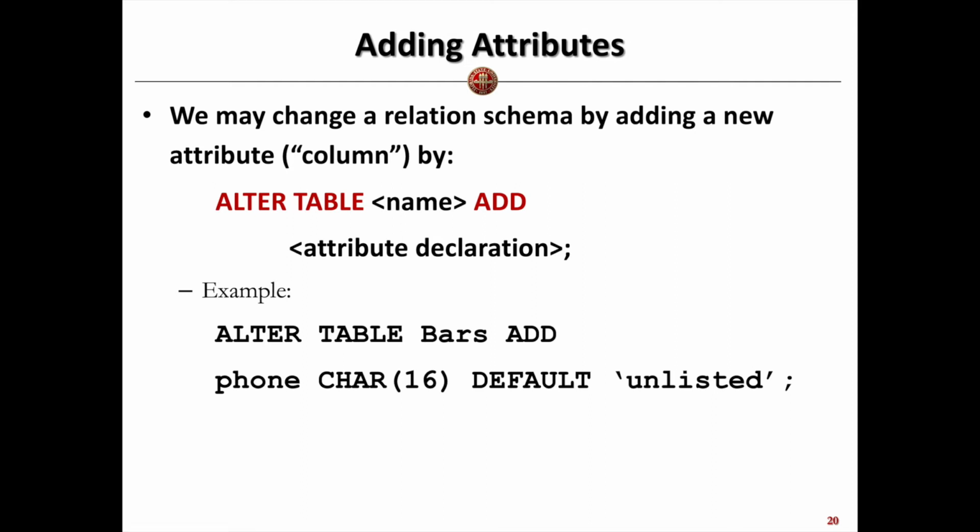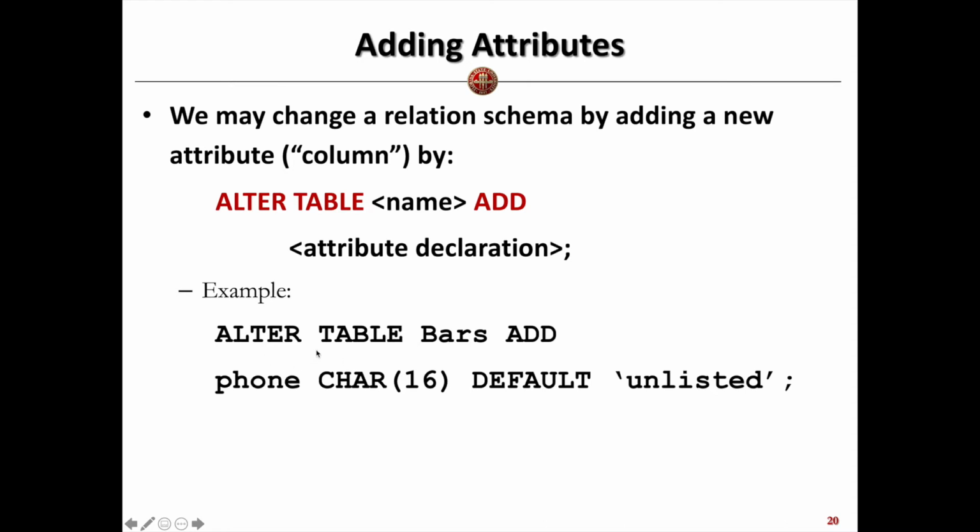Right? So we want to alter the Bars table. Bars table is some existing table. And we want to add one more attribute, the phone number, which doesn't exist right now. So we can do so by ALTER TABLE Bars, the table name, ADD, the reserved word, with phone, CHAR(16). So for this attribute, we also declare some default values as well. The default is 'unlisted'. So by typing the code like this, we can update the Bars table by adding an extra attribute, the phone number, into it.